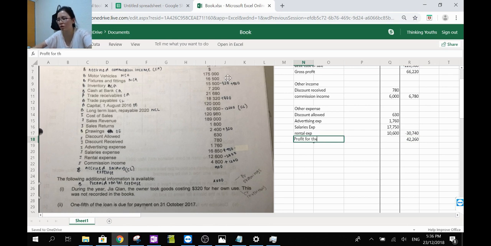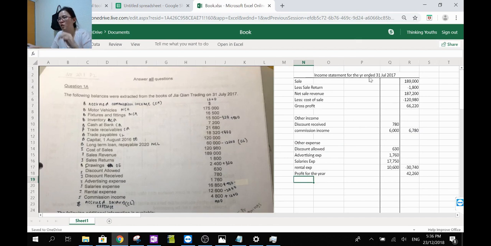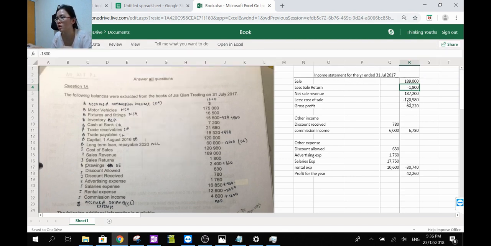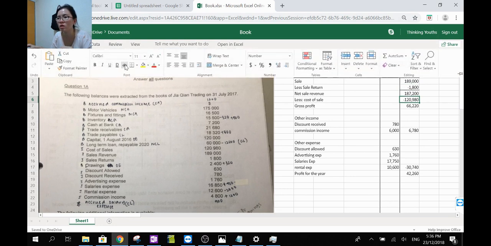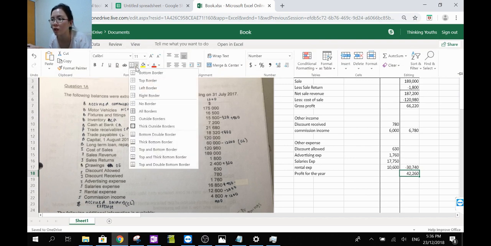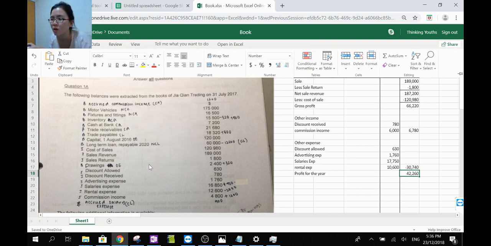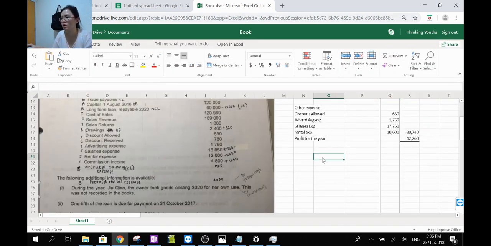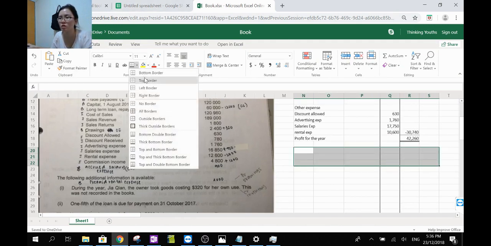Profit for the year. Okay, so we need to draw lines on the respective section. So this one we will draw a line. Okay, draw a line here. Okay, next one is this one. This will be double line. Okay, next we will move on to the balance sheet.